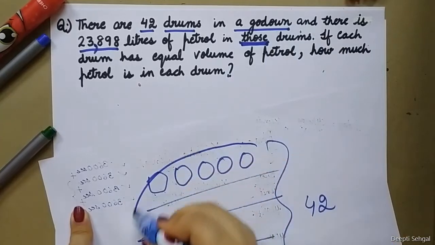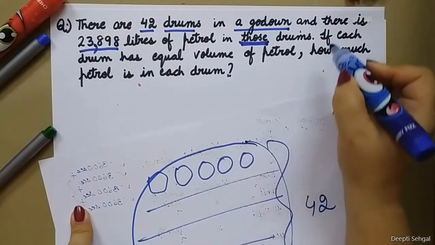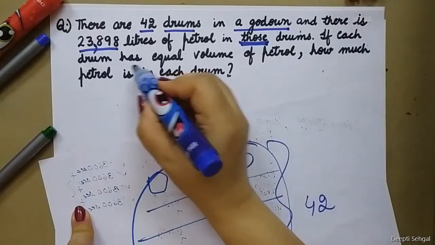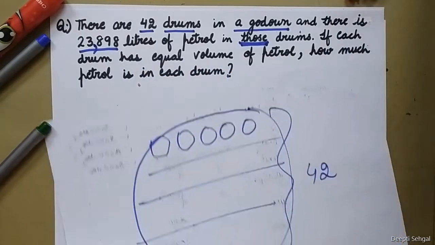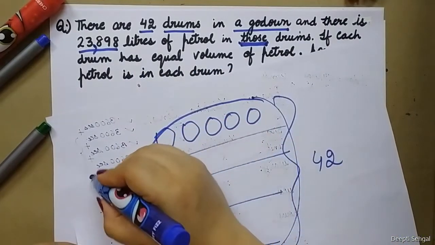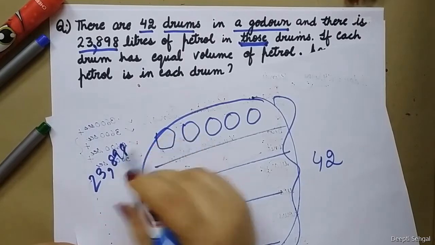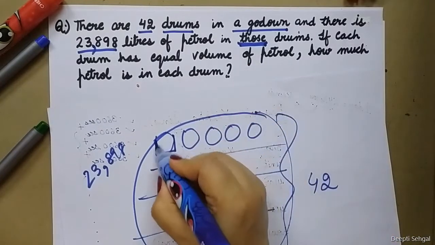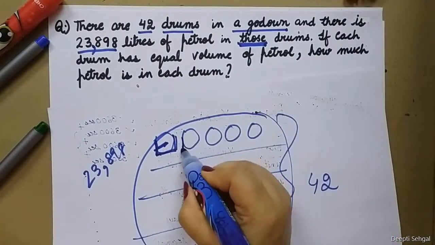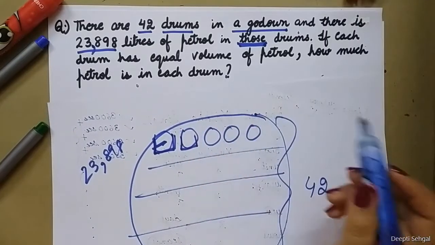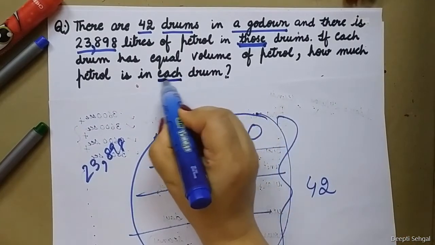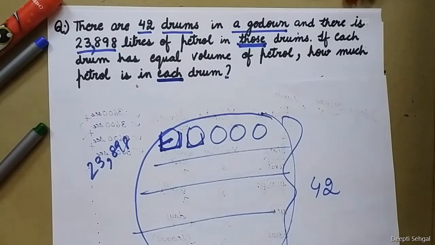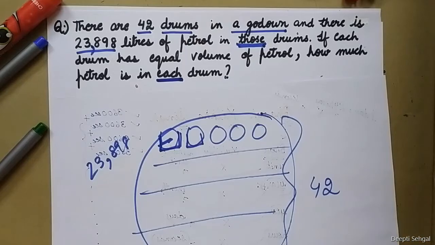They are saying that the petrol is inside all the drums. Okay. Now if each drum has equal volume of petrol. Now the total is given, the total is 23,898, whatever it is, we do not know. Okay, so we are told that every drum has equal volume. So how much petrol is in each drum, we have to find out about one drum. Whenever we have to find out about one thing and we know that equal distribution is happening, that means we have to divide it.